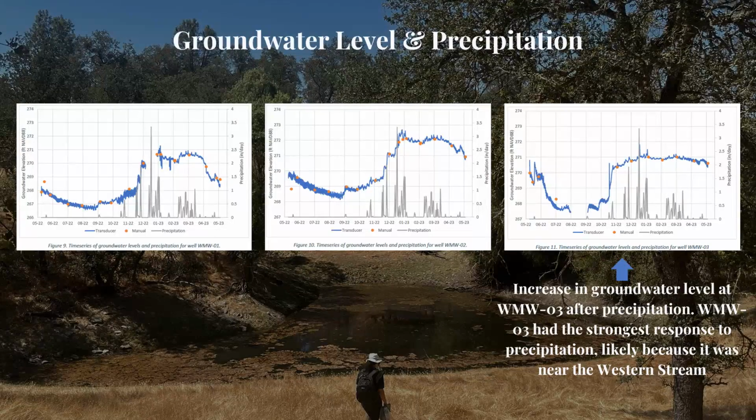One of the more interesting findings you can see here is that our third well had the greatest response. As soon as rain hits, you can see how quickly the groundwater increases in that area and sustains. So that was a really interesting way to understand the hydrologic connectivity in this area. And we believe it's because the western stream is nearest to this area. So again, we're trying to better understand how our wetlands are functioning.